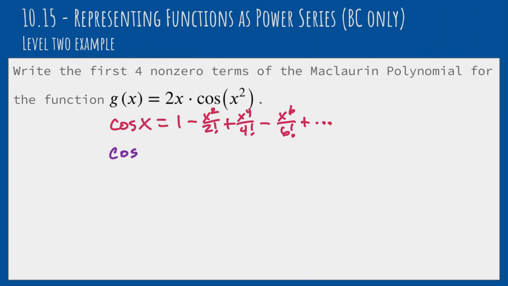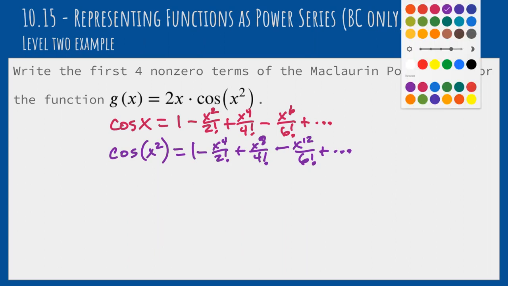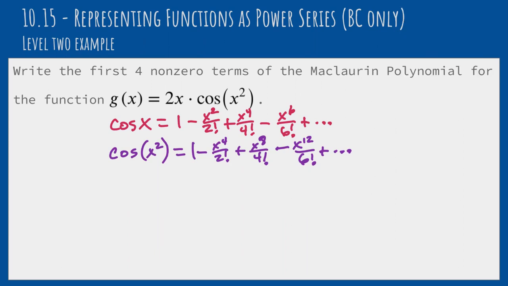So now using substitution, cosine of x squared is going to be 1 minus x to the 4th over 2 factorial plus x to the 8th over 4 factorial minus x to the 12th over 6 factorial, and so on. So now the last thing I'm going to do is multiply that by 2x. So 2x times cosine of x squared. Really, I'm just distributing the 2x to each term.